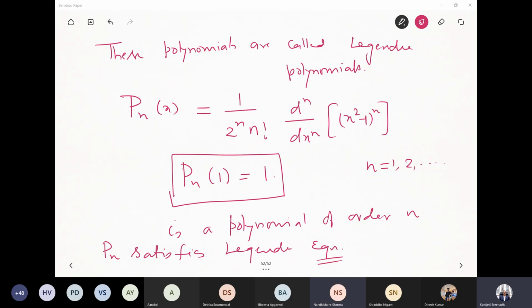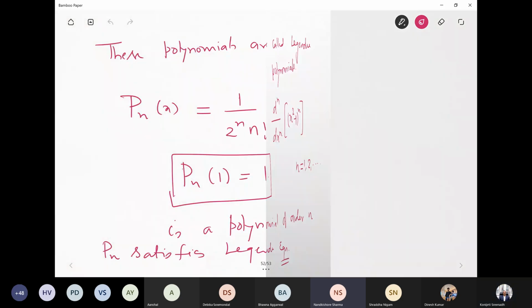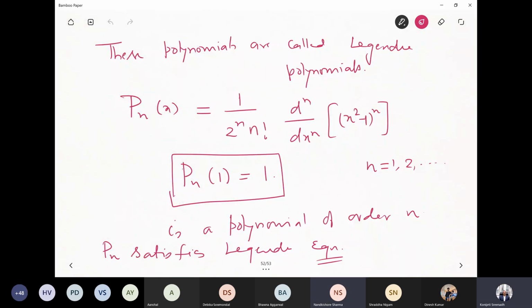Sir, I didn't get this Legendre polynomial. What? This P and X. What is that? So I didn't get that. What actually is this? You didn't get? Yes, sir. Okay.